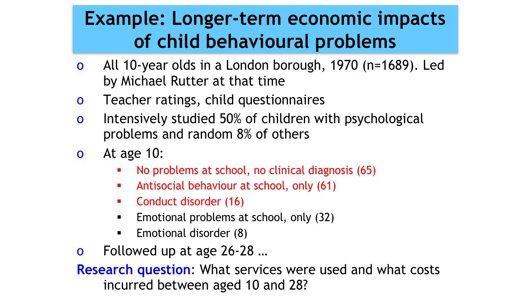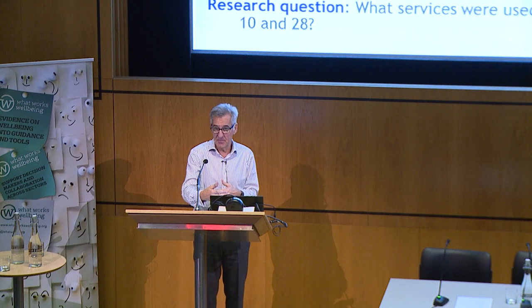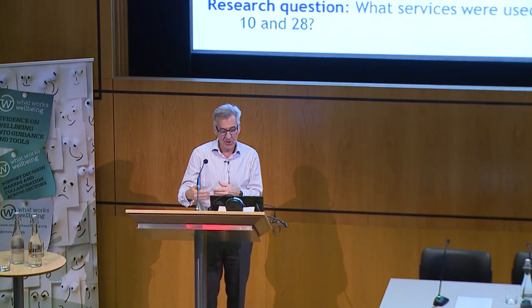This is a study conducted in 1970 by Michael Rutter, who's a very eminent psychiatrist and psychologist, who was looking at the prevalence of child mental health problems, with very little evidence around at that time. What he did was look at a whole bunch of 10-year-olds in one London borough, and then look to see what their needs were in relation to mental health. And then later on, he and colleagues followed these people up when they were in their late 20s.